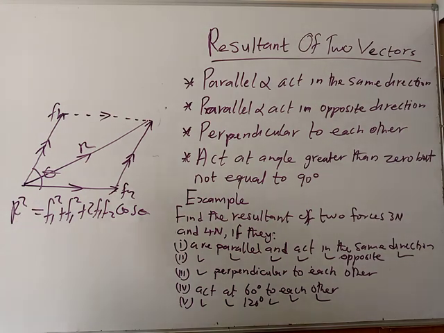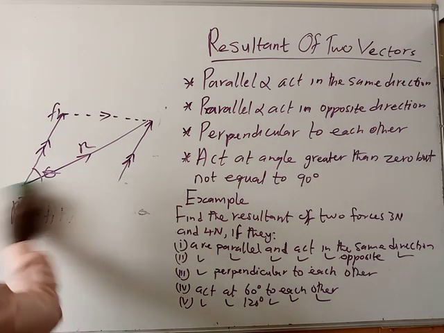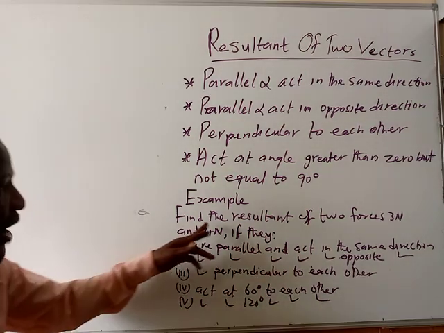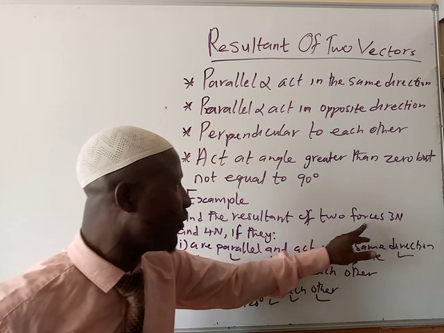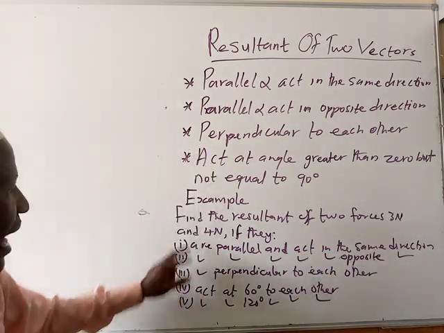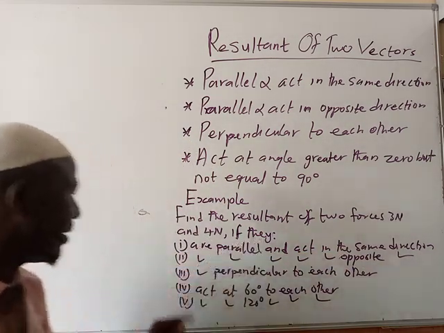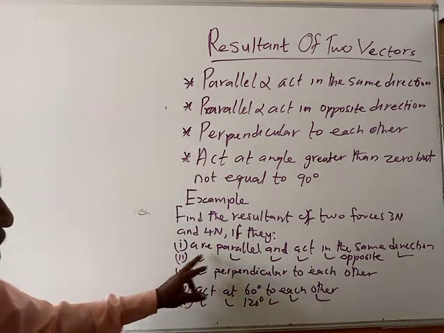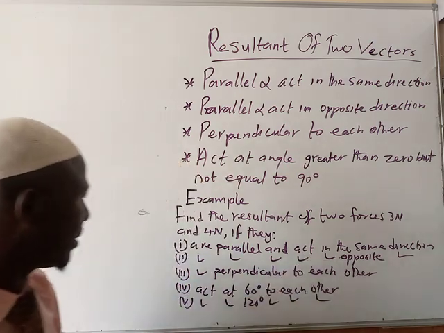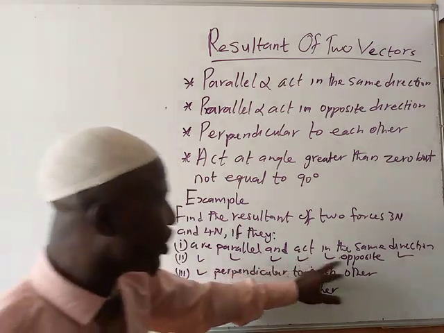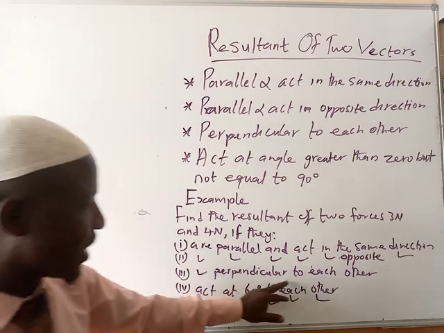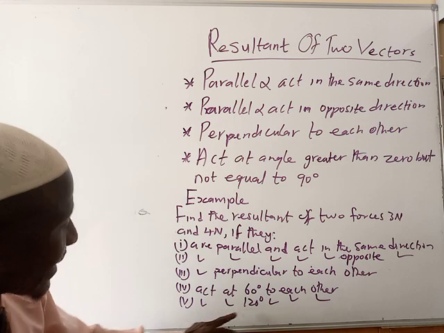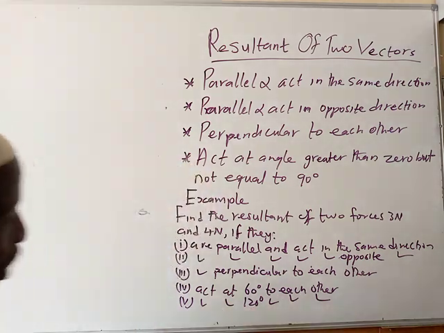Now, let's go to a real example under this. Look at this, we are asked to find the resultant of two forces, 3 Newton and 4 Newton, if they are perpendicular, if they are parallel and act in the same direction, if they are parallel and act in opposite directions, if they act at an angle of 60 degrees to each other, and if they act at an angle of 120 degrees to each other.